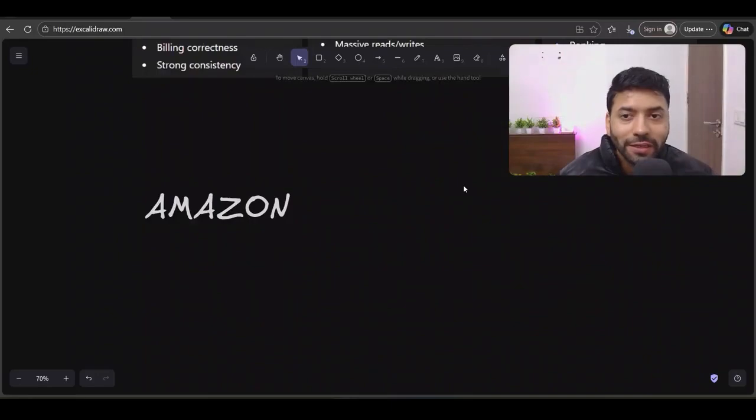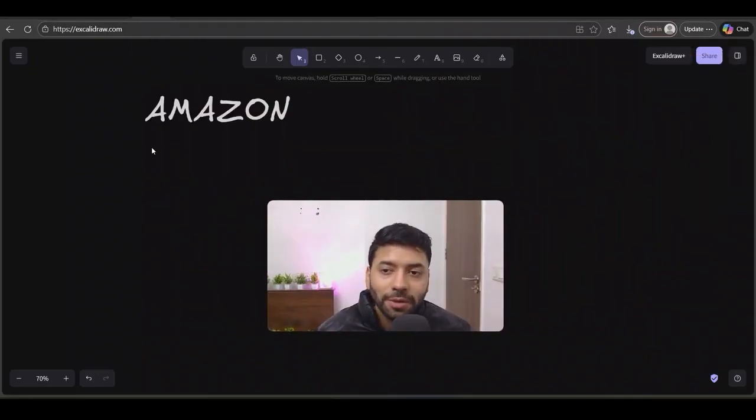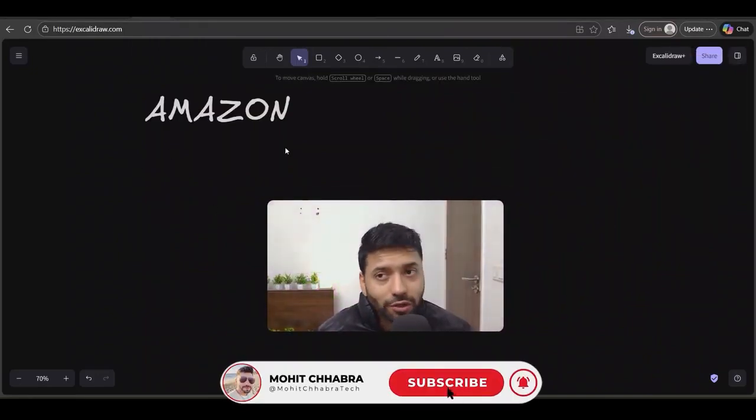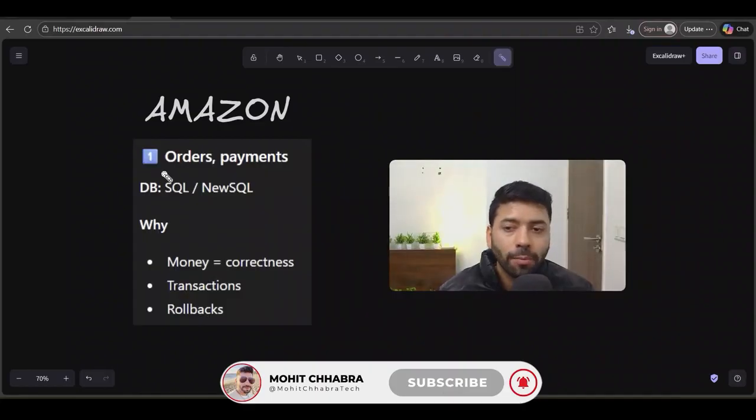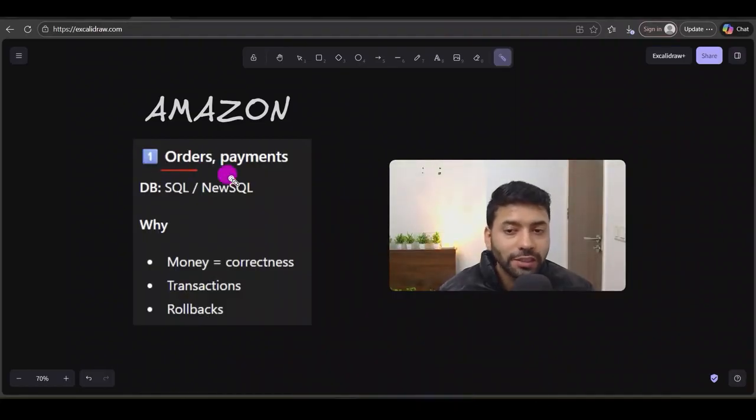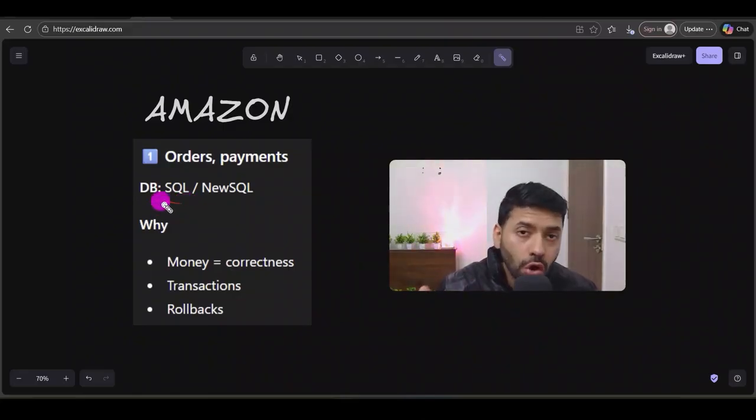So after Netflix, now let's see which database we will use for Amazon. The first feature, if we talk about, is related to orders and payments. And for this we will use SQL database. Why? Because from the beginning we mentioned that SQL provides you strong ACID properties support, also strong consistency, and it is used for financial transactions and payments. Okay, so of course we would use SQL here.